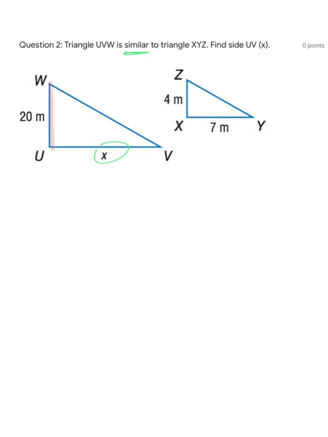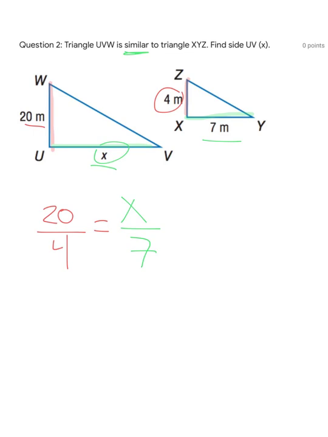We have this UW side and this XZ side, 20 to 4. And our second set of corresponding sides we're going to use, we have this UV and this XY. So we're going to set up two ratios. We have 20 to the corresponding side, 4, equals x to 7. We have our proportion.